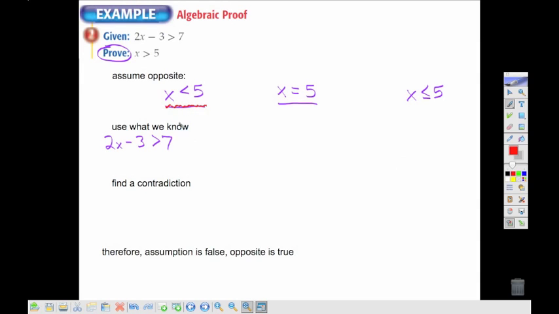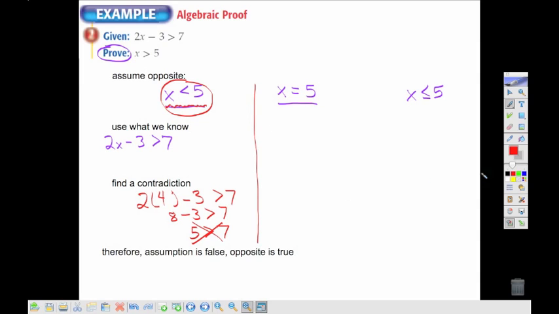So let's just choose a number less than 5, maybe the number 4, and we're going to use what we know. 2 times x minus 3 has to be greater than 7. If we plug in the number 4 though, that gives us 8 minus 3 greater than 7. That gives us 5 is greater than 7, but that's a contradiction, that's a problem. Now notice that only addresses the first part. We actually have to think of this in two parts.